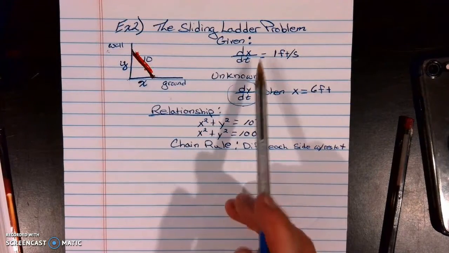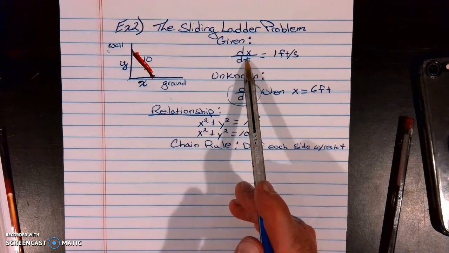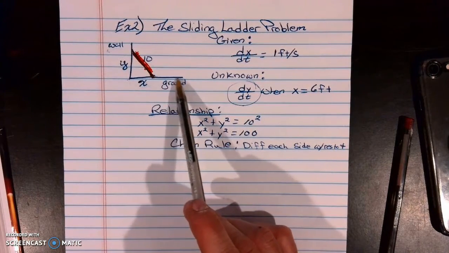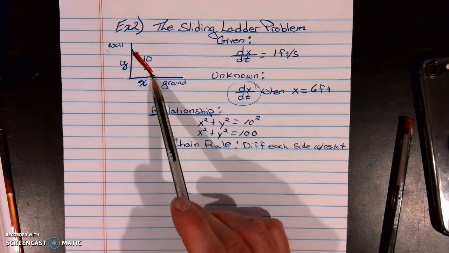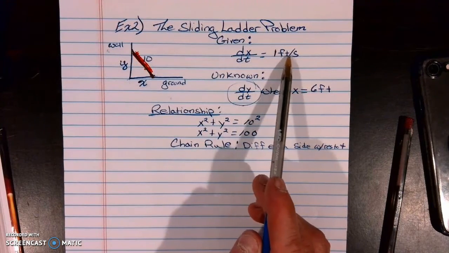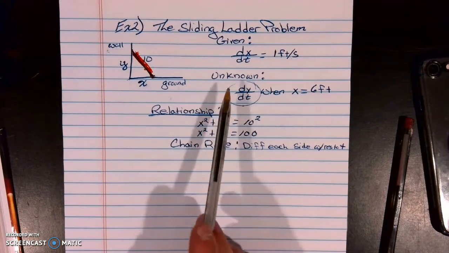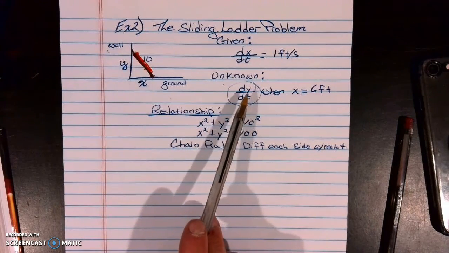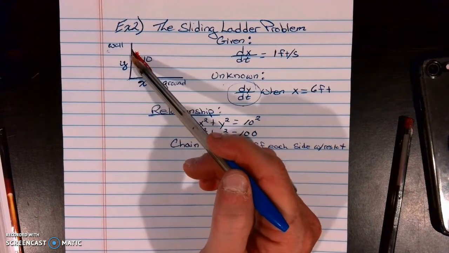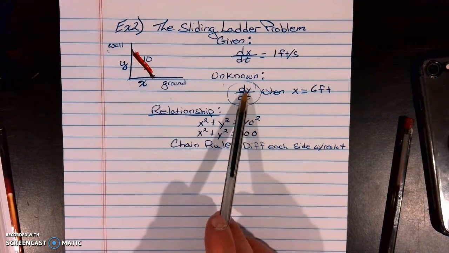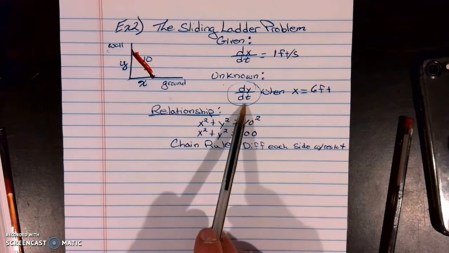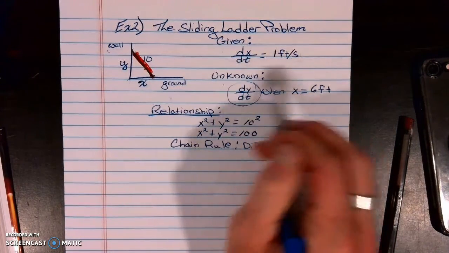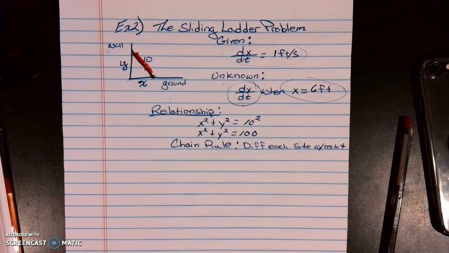So first, our first given here is our rate with respect to x. They tell us how fast the bottom of the ladder is moving away from the wall, and it's telling us as it's sliding that the bottom of the ladder is moving at 1 feet per second, right? Now, what are our unknowns? The big unknown here we want to figure out is how fast is the top of the ladder moving down the wall? What is the change in y with respect to the change in t when x equals 6 feet? So we could say that this is a known and this is a known here, similar to the previous problem that we had.